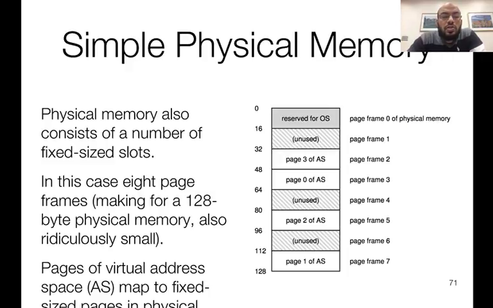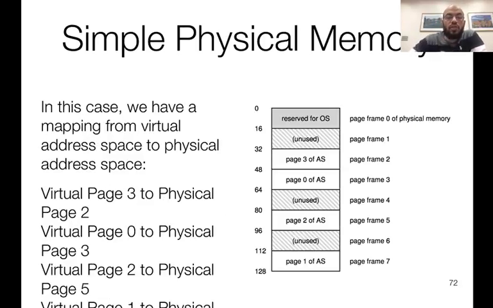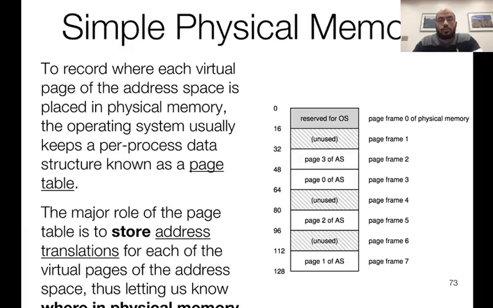So pages of the virtual address space map to fixed-size pages in the physical address space. In this case, you have mapped virtual page 3 to physical page frame 2, page 0 to page frame 3, page 2 to page frame 5, and page 1 to page frame 7. So this is basically direct mapping between virtual pages and physical pages.